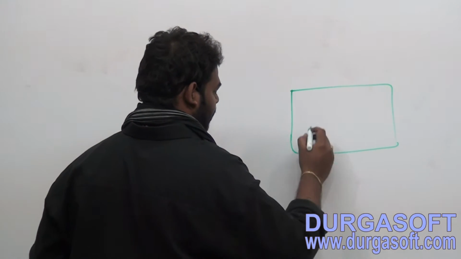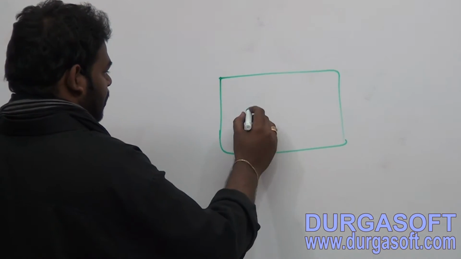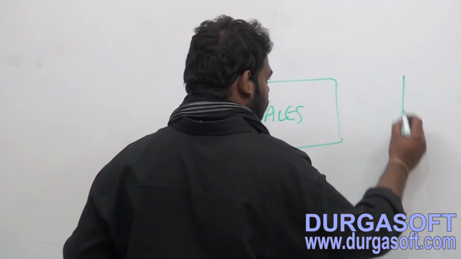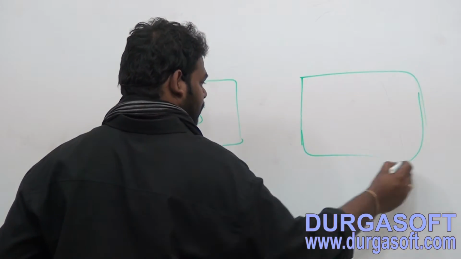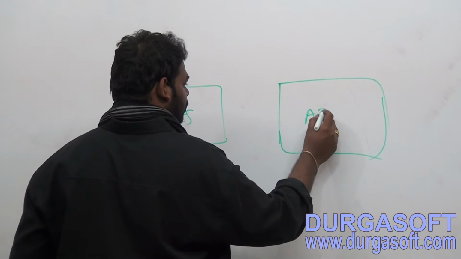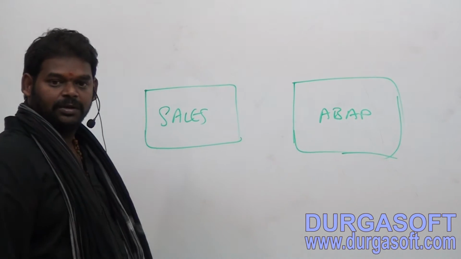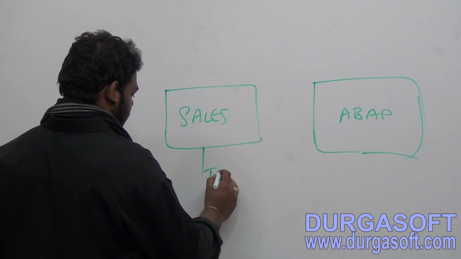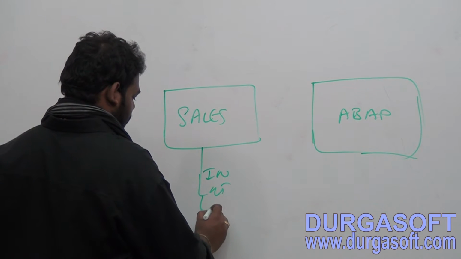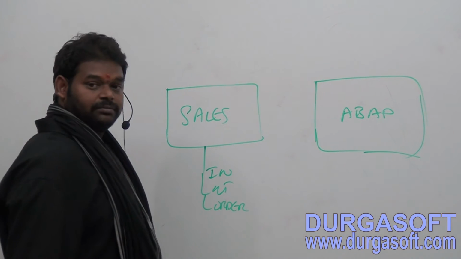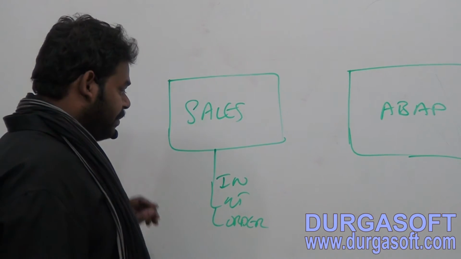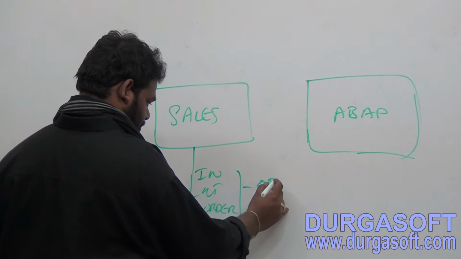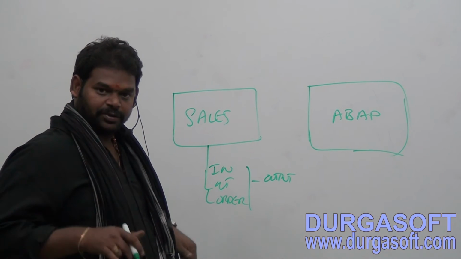one functional team will be there, such as sales. The sales team is the functional team, and regularly they give a requirement to our ABAP team. What they are asking is that if an inquiry, a quotation, or any order has been done in the sales department, the client is asking about the outputs. It has to come as one output.